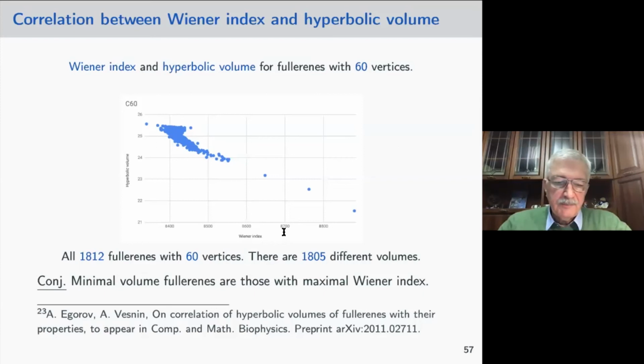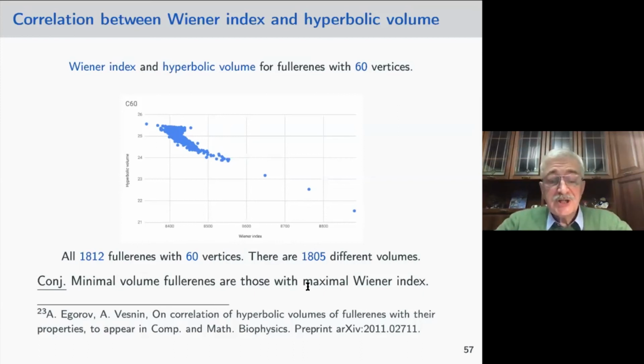And you see here a comparison of hyperbolic volumes and Wiener index. You can easily observe that if the Wiener index is big enough, then the volume is small enough. It's almost a linear correlation, and the minimal volume fullerenes are those with the maximal Wiener index.